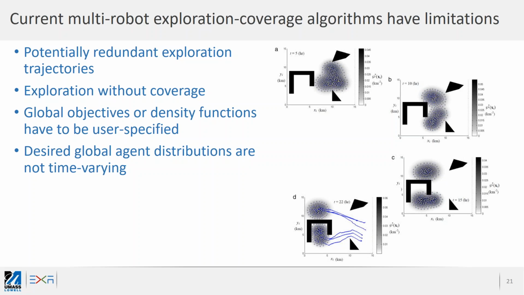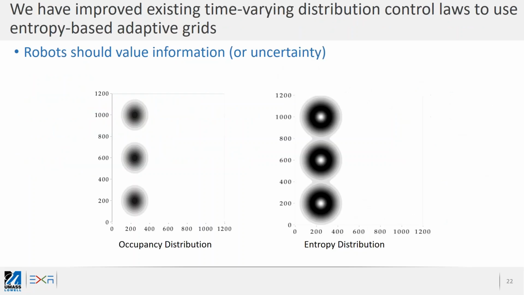So what we try to do over here is essentially convert the existing algorithms. Instead of looking at occupancy distributions, we look at an entropy distribution, and we use adaptive grids, entropy-based adaptive grids, to improve the existing time-varying distribution control laws. So right now, on the left, we have a typical occupancy grid where we've got 3 obstacles, and we have a certain belief of whether there's an obstacle there or not. So in the center where you see the dark black circle, that's where we are really confident that there's an obstacle. So it's really likely that an obstacle is over here.